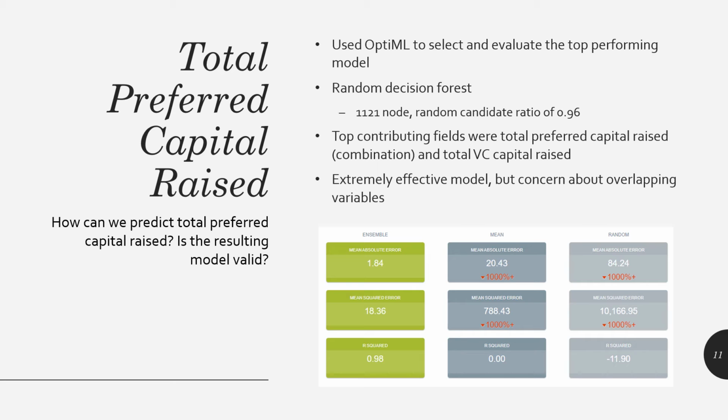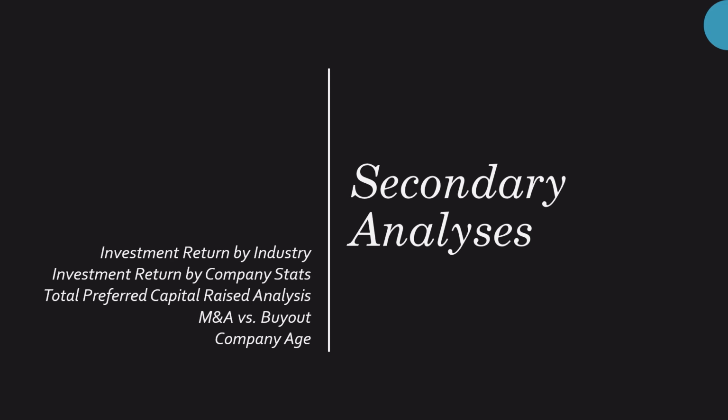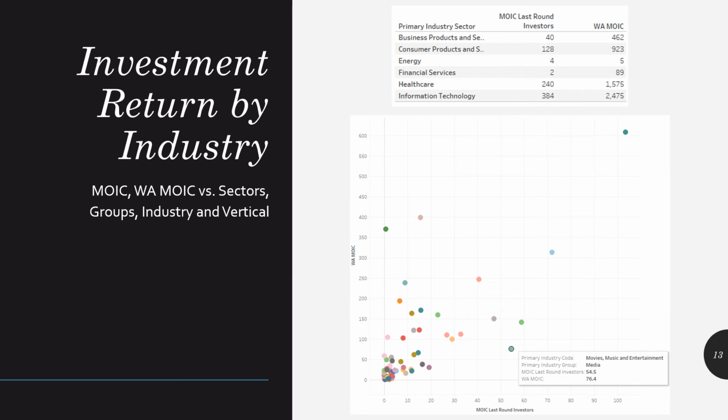I would need to investigate this model further and create some more without these two fields to determine whether this model is truly valid. Next, we'll move on to our secondary analysis goals. In looking at the performance of investment returns by industry, we can see that information technology is consistently a top sector. Healthcare also performs quite well. Energy is our worst performer with an extremely low WA-MOIC level.